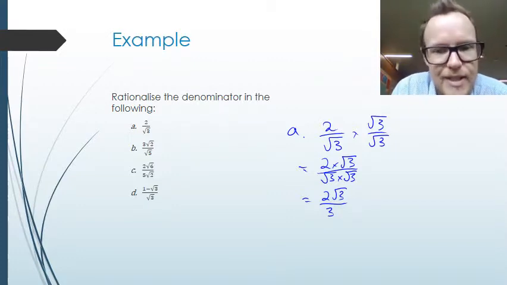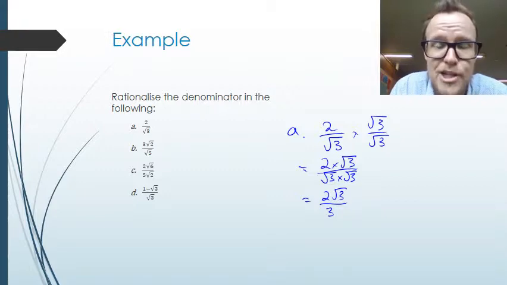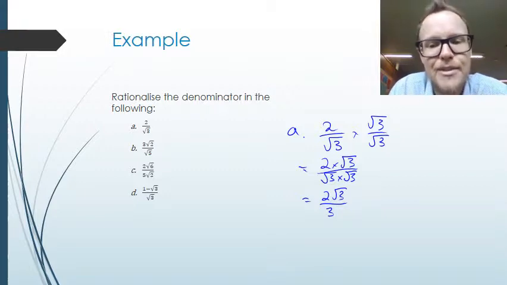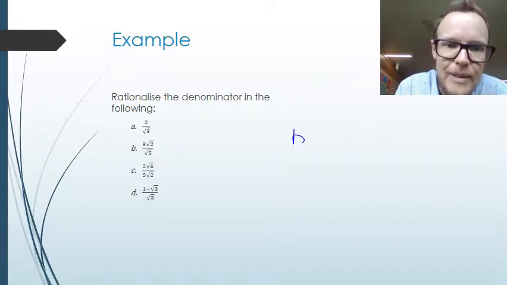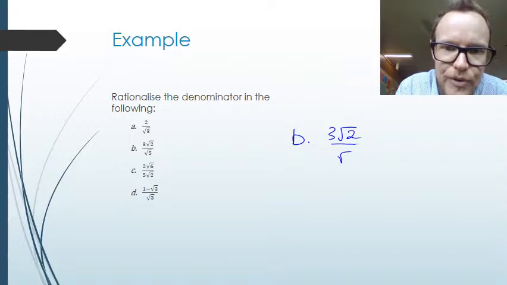So now this expression has a rationalised denominator. It has a denominator that doesn't have any surds in it. Looking at B now, we've got 3 root 2 over root 5.